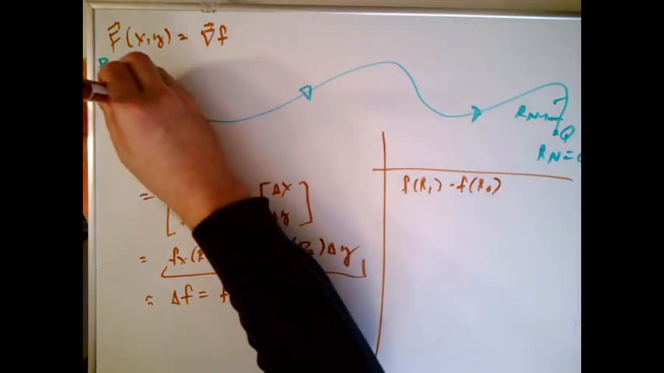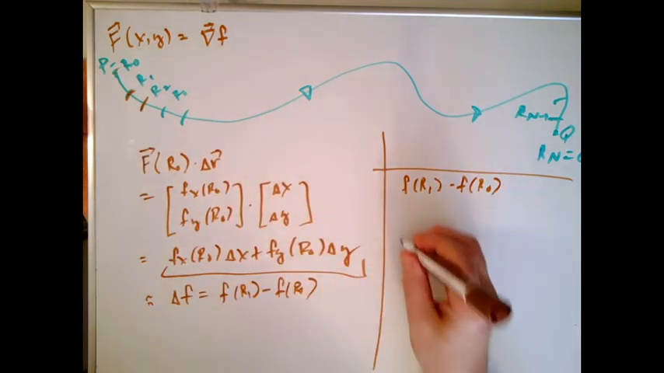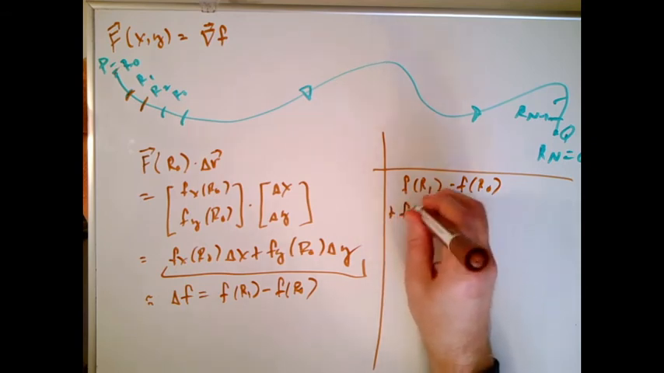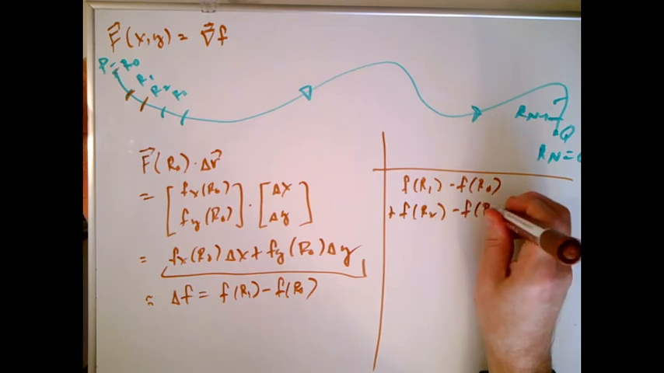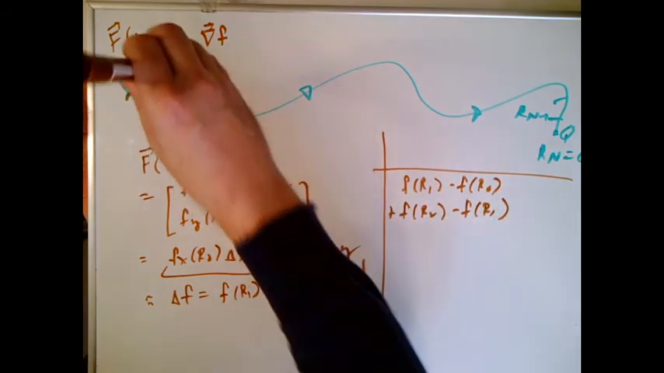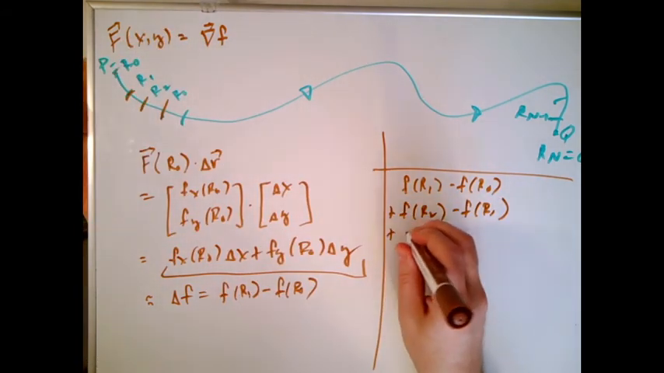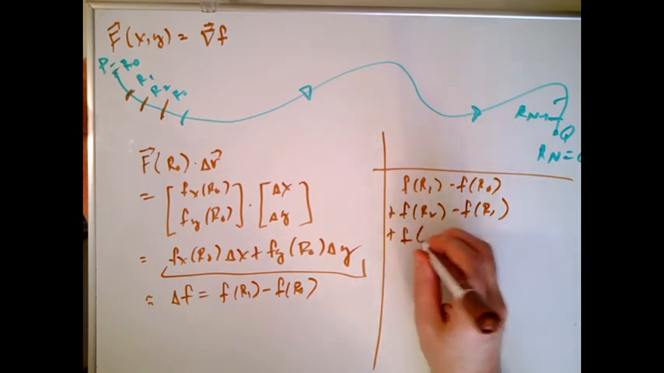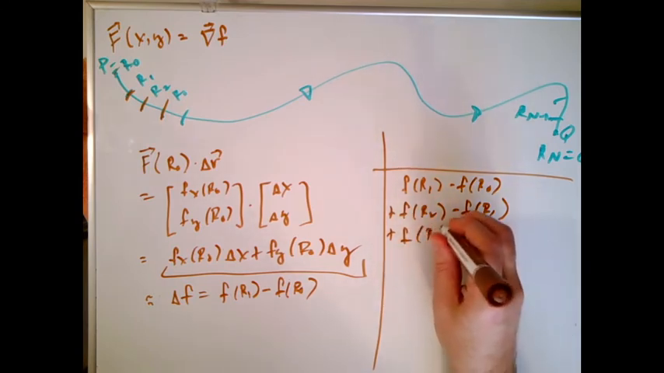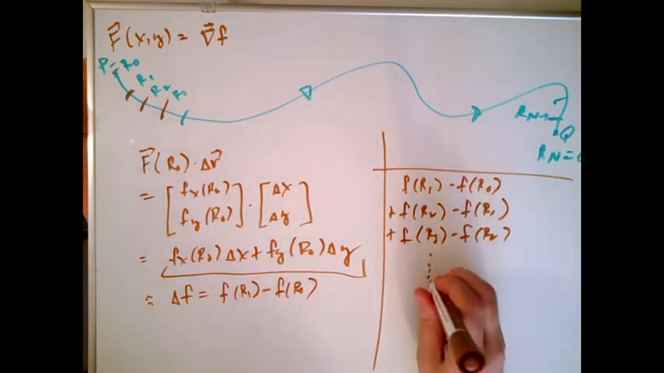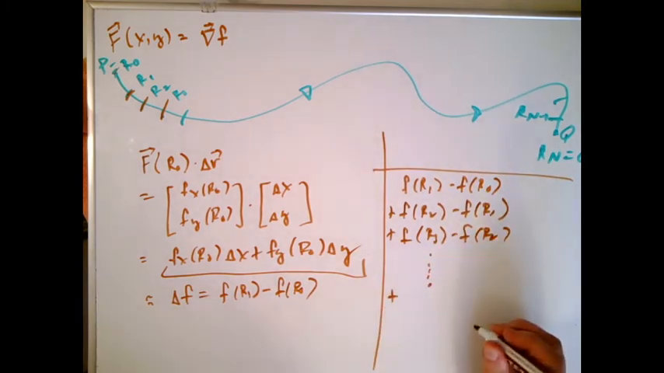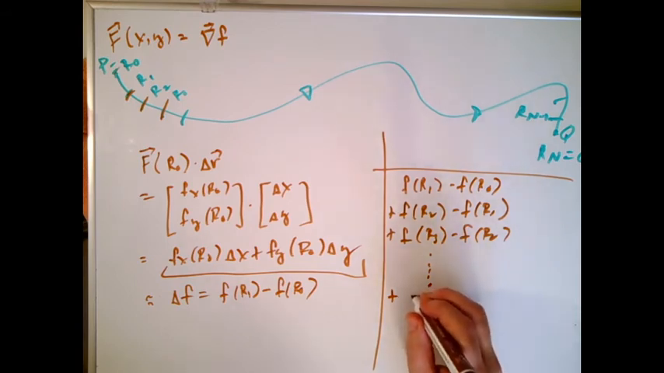We now move to the second little interval. We get the same kind of calculation, but that's going to be f of R2 minus f of R1. We move to the third little interval. We get the same kind of calculation. This is going to be f of R3 minus f of R2. And this is going to go on and on and on until I get to the last 2 points.